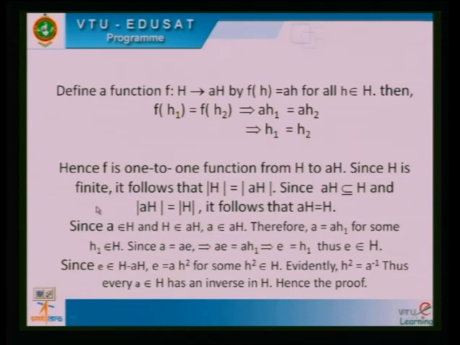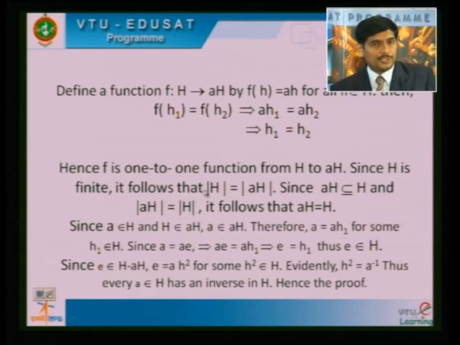Since H is finite, it follows that the order of H equals the order of AH. Since AH is contained in H and the order of AH is equal to the order of H, it follows that AH is equal to H. Since A belongs to H, A belongs to AH, so A can be written as A times h1, where h1 is an element of H. If A is equal to A E, then A E can be written as A times h1, so E is equal to h1, which means identity also belongs to H.